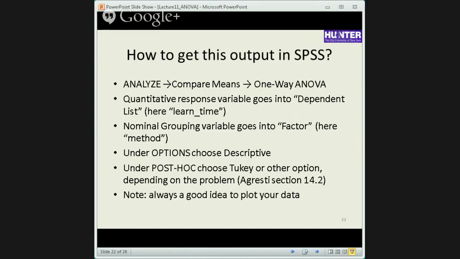I haven't usually done this, but I thought I would go ahead and tell you how to do this in SPSS just for reference.